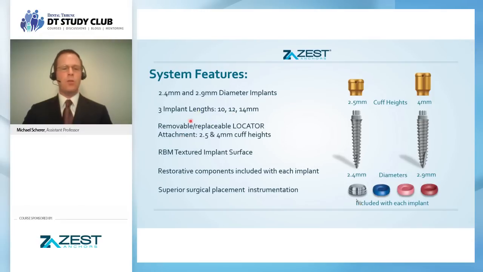They are removable and replaceable, the 2 different cuff heights we talked about, a textured surface. Restorative components are included. This is key right here. Because as you see here, if you purchase an implant that looks like this, you get everything that you need to convert that patient into an implant overdenture, including the housing and these 3 attachments. And just this processing kit alone can run a significant amount of money.